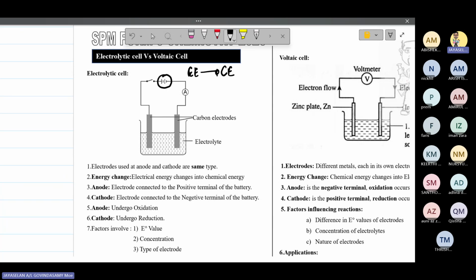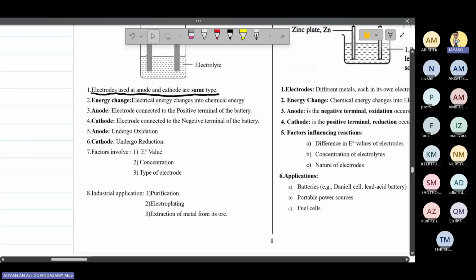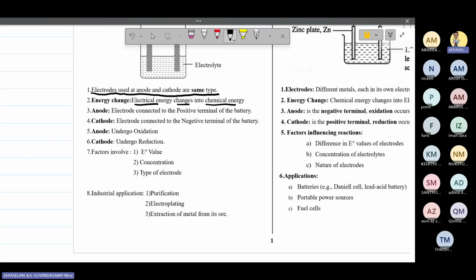Kenapa this is electrolysis style? Jangan tulis ada battery, tak boleh. Mesti tulis same type of electrode used as anode and cathode. Okay, mesti guna same type of electrode used as anode and cathode. Energy change, electrical energy changes into chemical energy.